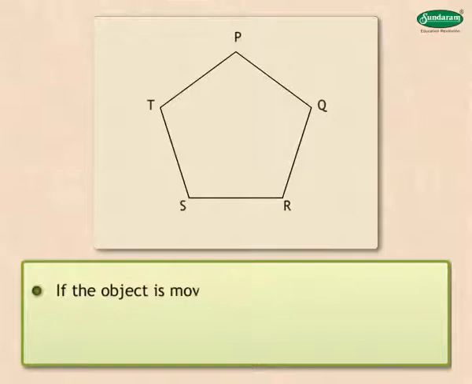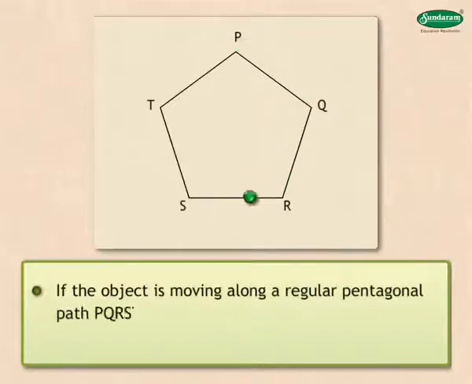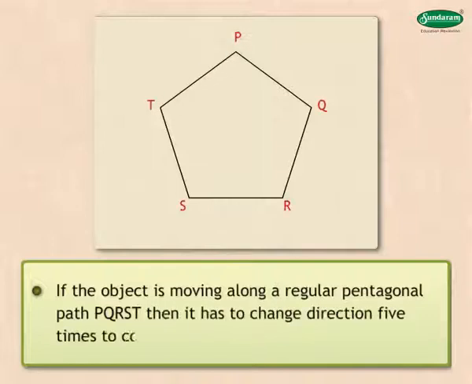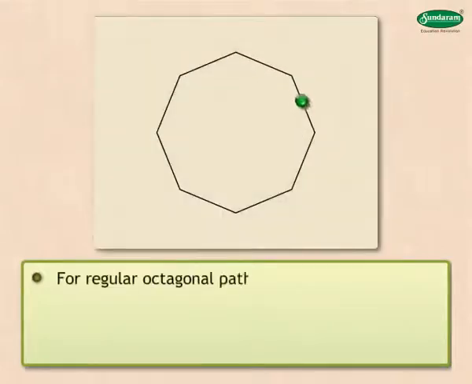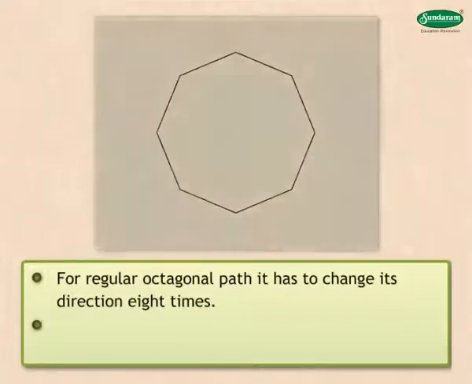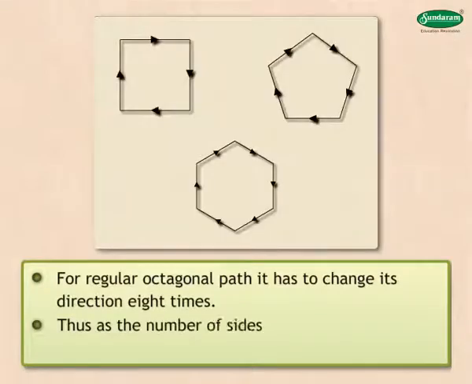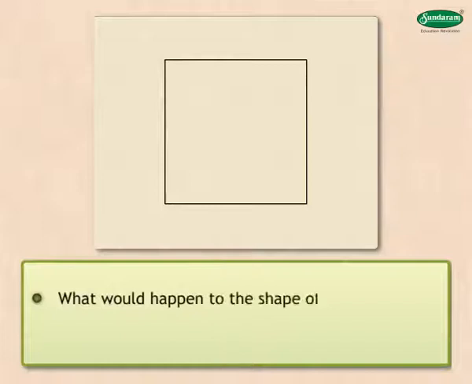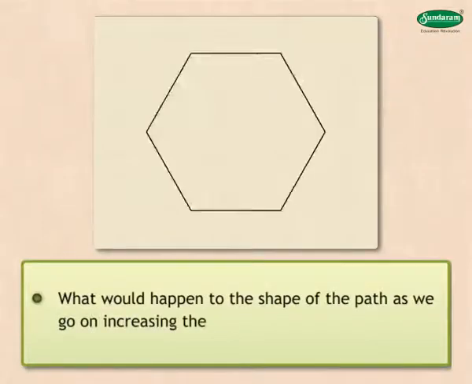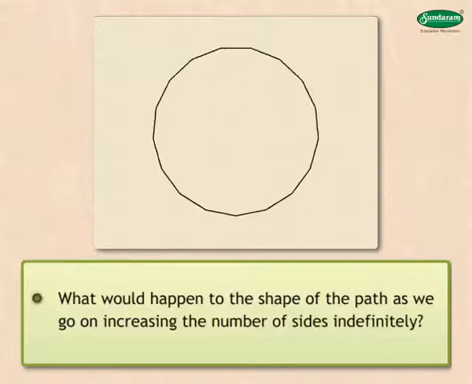If the object is moving along a regular pentagonal path, PQRST, then it has to change direction 5 times to complete one round. For a regular octagonal path, it has to change its direction 8 times. Thus, as the number of sides increases, the object has to turn more often. What would happen to the shape of the path as we go on increasing the number of sides indefinitely?